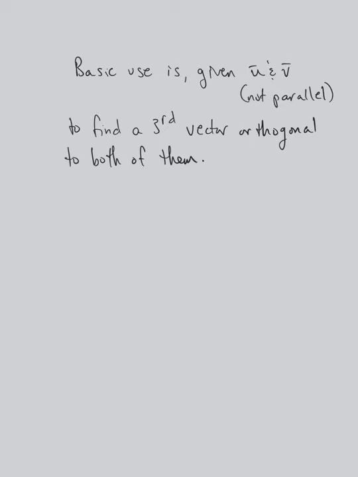The basic use of the cross product is this: say I'm given two vectors u and v that aren't parallel. We'll worry about that later, but right now we don't want them to be in a line with each other. The basic use is to find a third vector that's orthogonal to both of them. Just remember, orthogonal is the same as perpendicular. I might have to put in a sub video that has better pictures, but let's see how we do with this.